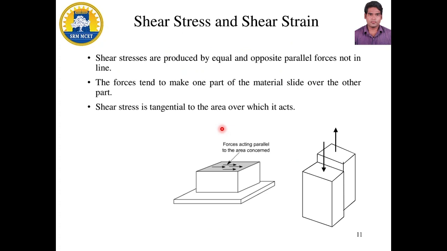Next is the shear stress. As we saw earlier, there are tensile and compressive stresses, and the stress that is developed due to application of shear force is called shear stress. The shear stresses are produced by equal and opposing parallel forces that are not in line. So these forces tend to make one part of the material slide over the other part, as we can see from this image. So it causes the material to slide over each other along a specific axis. The shear stress is actually tangential to the area over which it acts. So that means when we are applying force over this side, this shear force is tangential towards the surface.